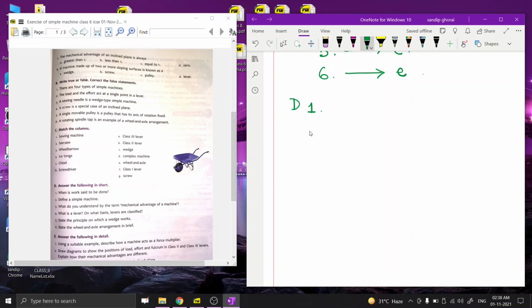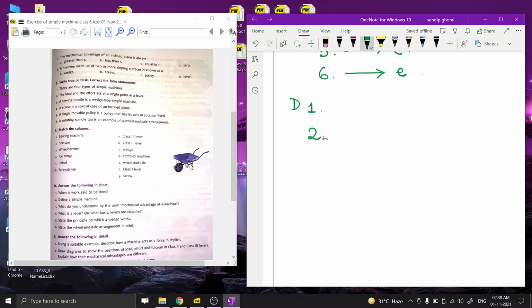Now we move to our second point, that is, define a simple machine, or what do you mean by a simple machine? A simple machine is a machine by which we can make our work easier. This is the simple definition. It is a machine that can make our work easier, and simple machines have few or no moving parts.